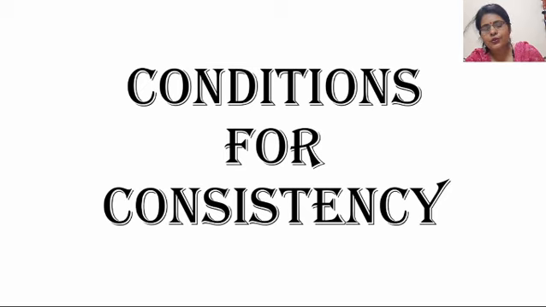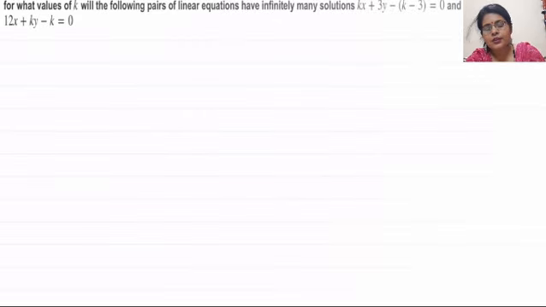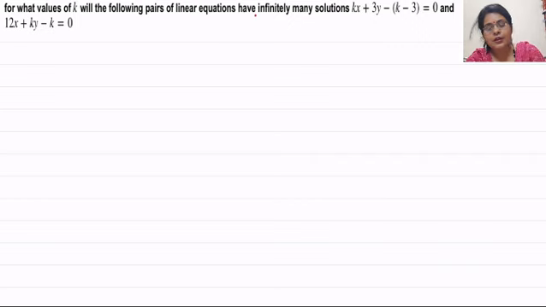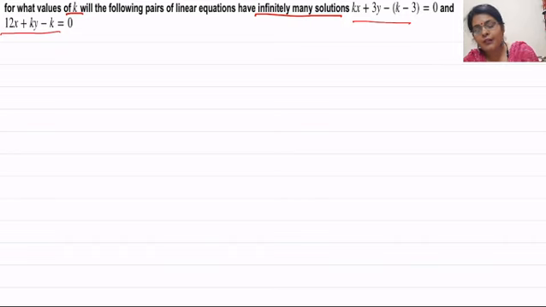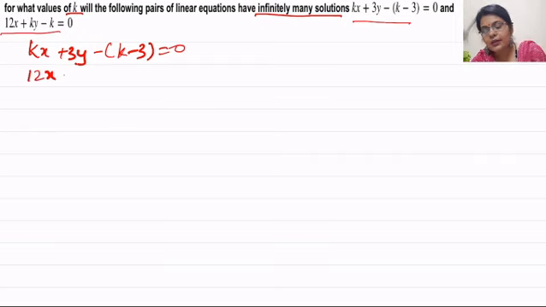So our first question is, infinitely many solutions is the condition involved, and what we have to do is find the value of k. Now the two equations are given to you. The first is this one and the second is this one. So we simply have to write down the equations. Our first equation is kx plus 3y minus k minus 3 equal to 0, and the second equation is 12x plus ky minus k equal to 0.